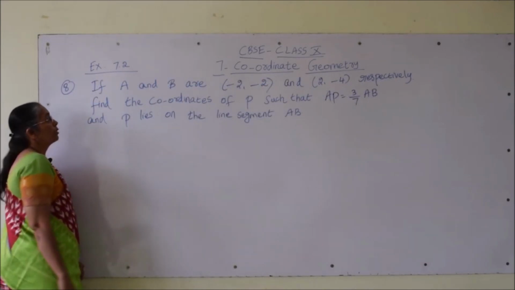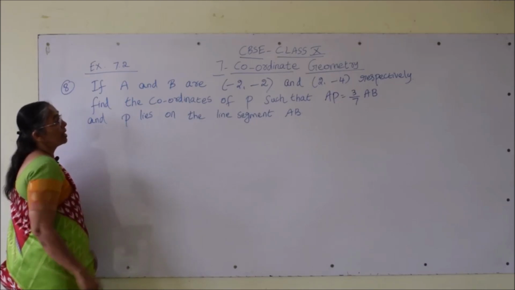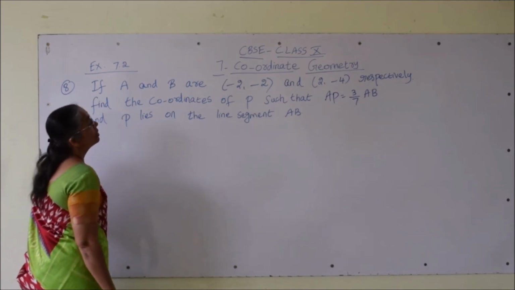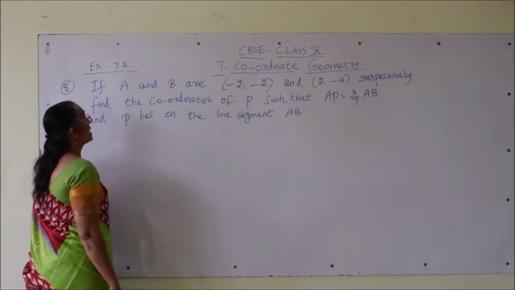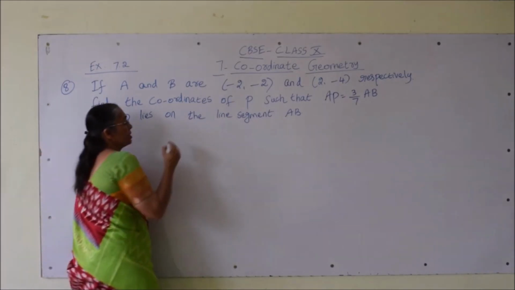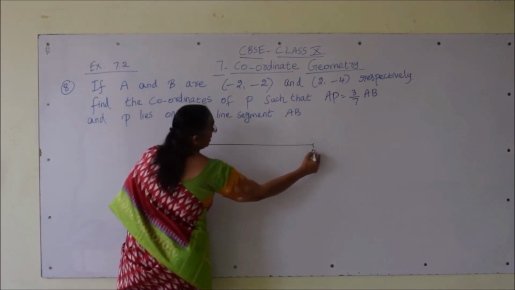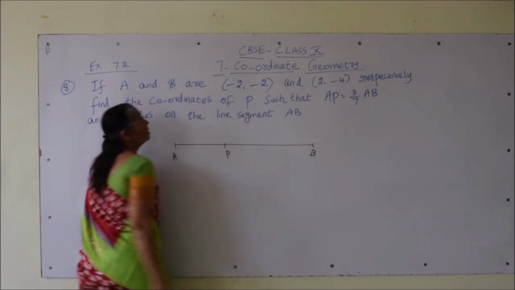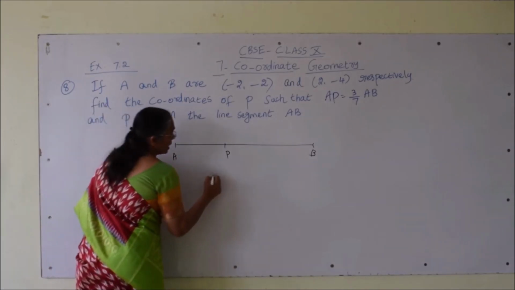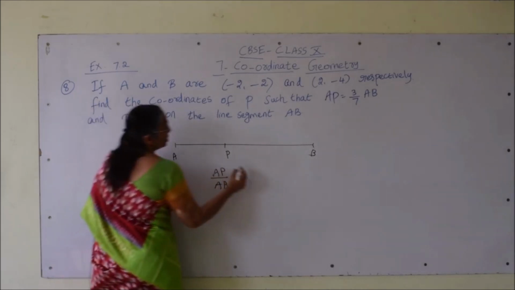Eighth problem, if A and B are (-2, -2) and (2, -4) respectively, find the coordinates of P such that AP is equal to 3/7 AB and P lies on the line segment AB. So, P is lying on the line segment AB. We do not know where it lies. Okay, let me consider P will be maybe here. Now, what ratio is given? AP is 3/7 of AB, or I can say AP by AB, the ratio is 3/7.